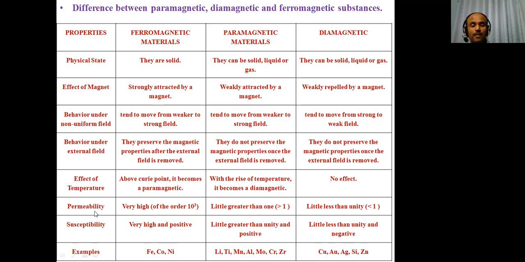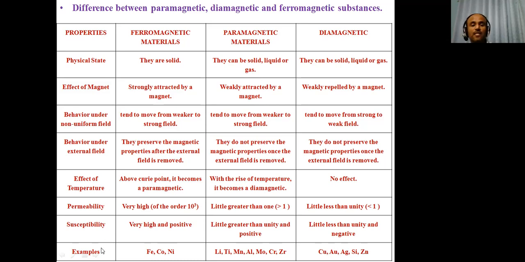Next is permeability. Permeability value is very high for ferromagnetic substances, and it is of the order 10⁻³. While for paramagnetic substances, it is greater than 1, and for diamagnetic substances, it is less than 1. Susceptibility value, magnetic susceptibility value, is very high and positive for ferromagnetic substances, a little bit greater than unity and positive for paramagnetic substances, little less than unity and negative for diamagnetic substances.